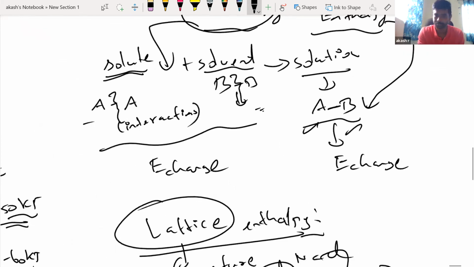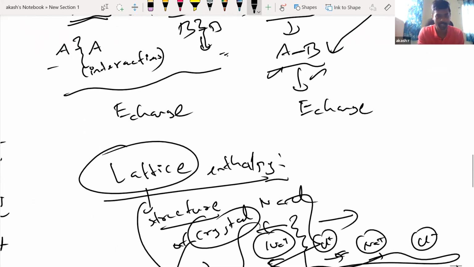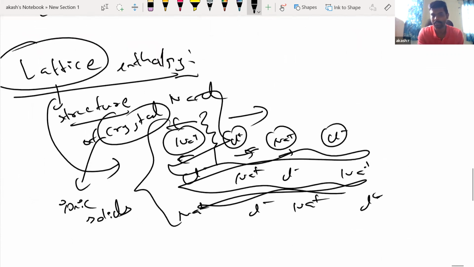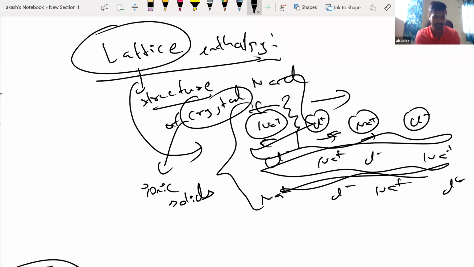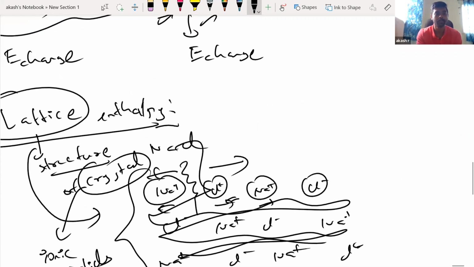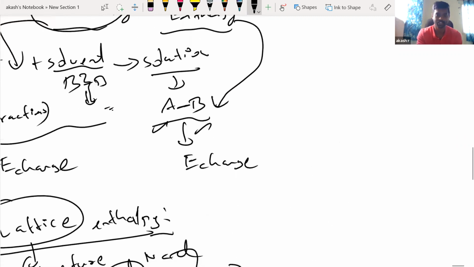Okay. So that is about your lattice enthalpy. Understood? That is the enthalpy change occurring when the crystal lattice is formed or when the crystal lattice is broken. Actually, you can include the point for broken also. Okay, and then comes your enthalpy of hydration.